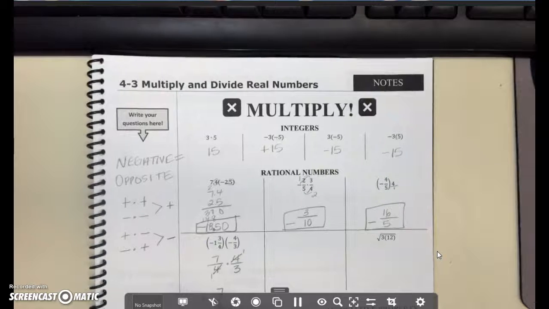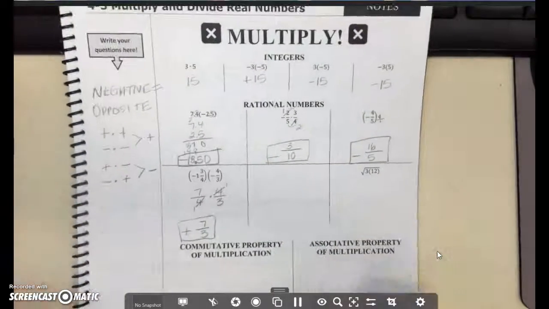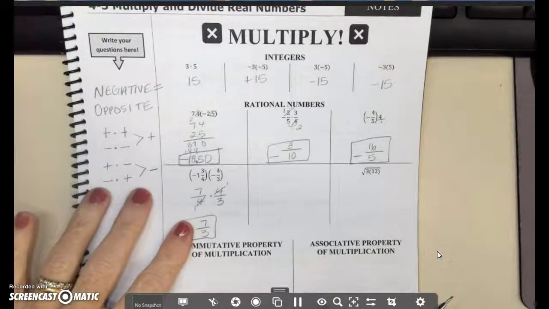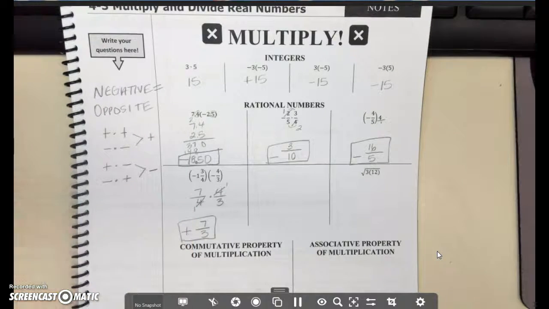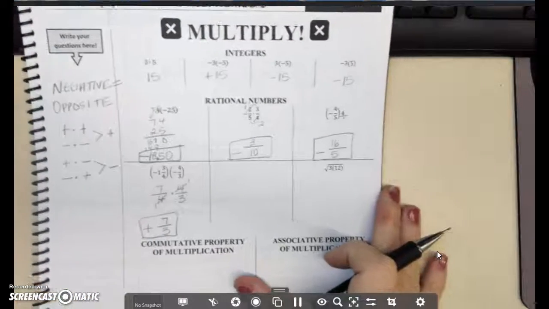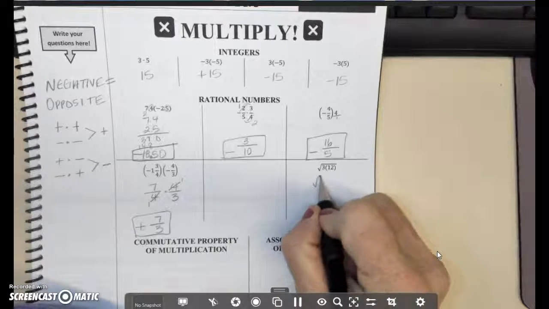So I've just got positive 7/3. When you have positive numbers, you can either write the positive down, or you can just leave it off. Either way, your answer is correct. If you need to write the positive for a while, do it. It's not a problem.